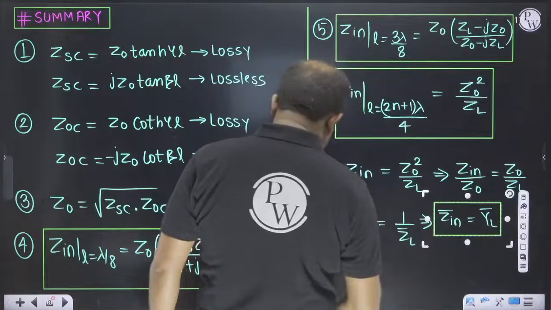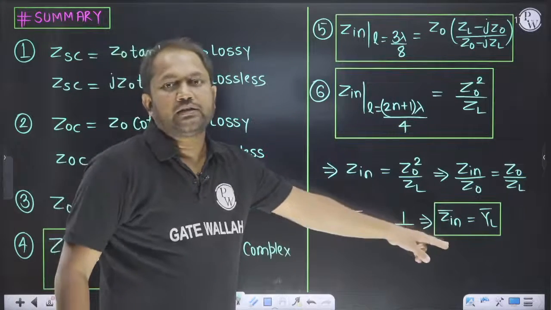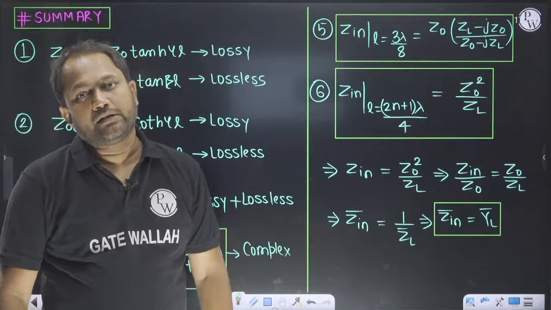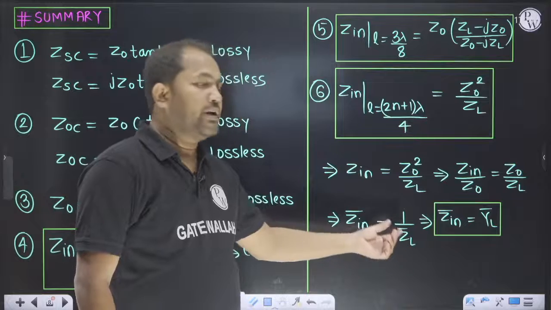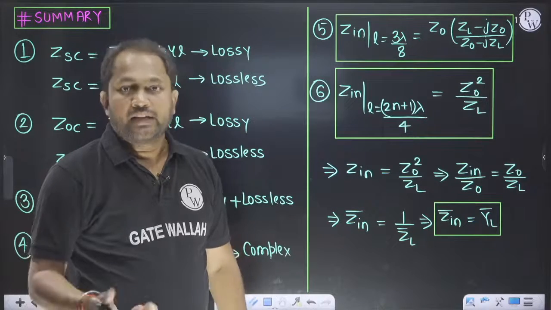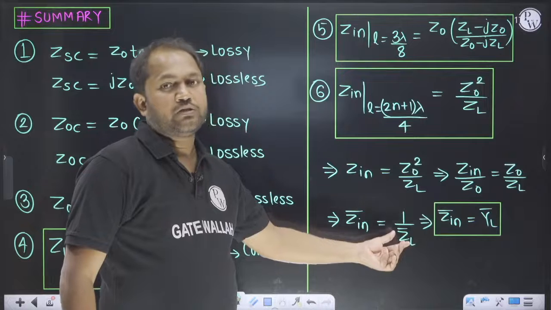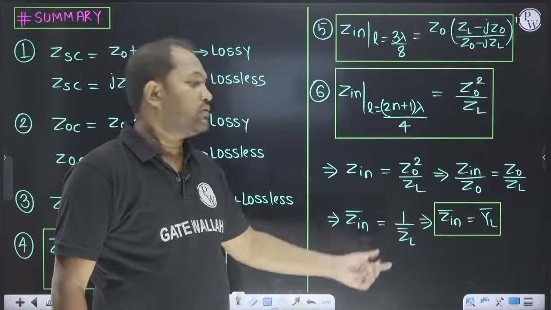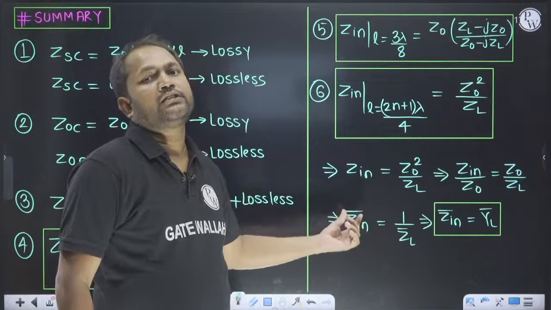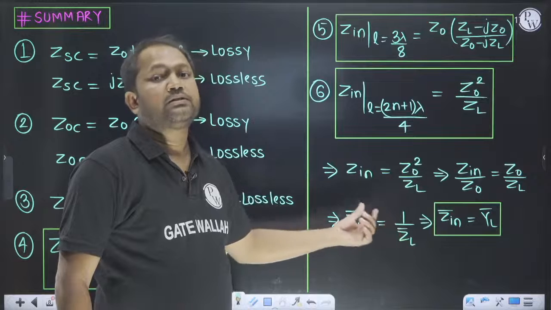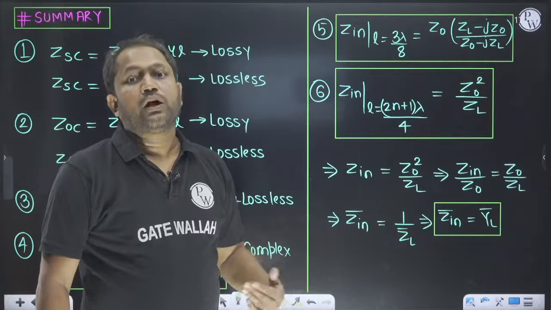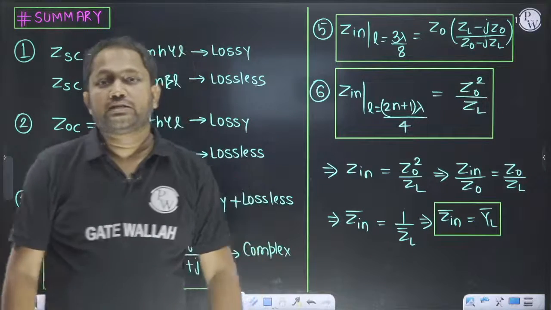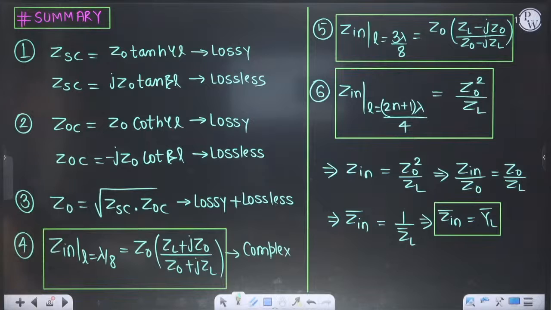What do you understand from here? The normalized input impedance is the normalized load admittance. That means our load impedance gets inverted. If ZL is 0, Zin is infinite. If ZL is infinite, Zin is 0. If ZL is inductive, Zin is capacitive. If ZL is capacitive, Zin is inductive. So our nature is inverted. Because of that, we can say that input inversion occurs.